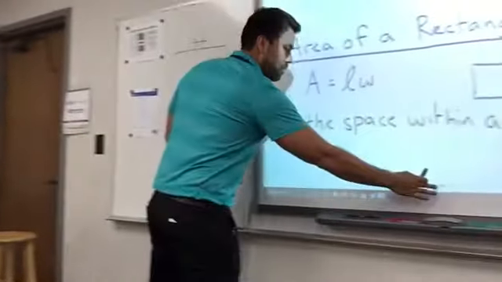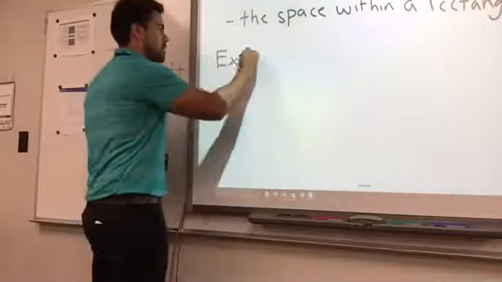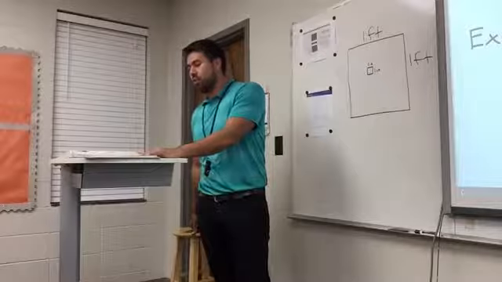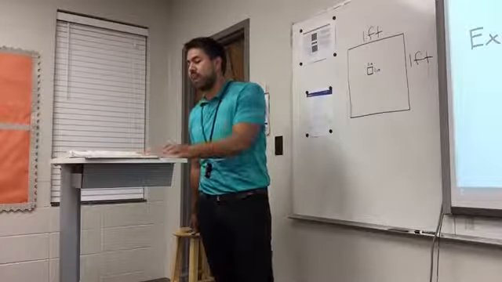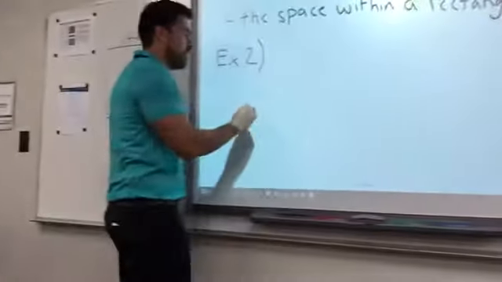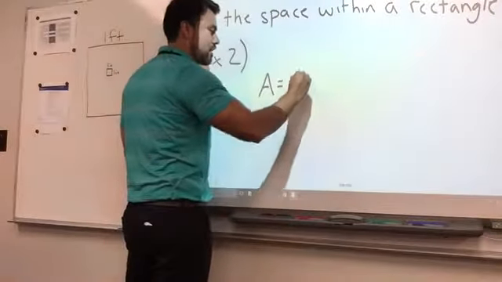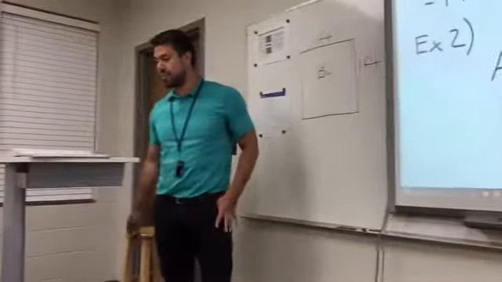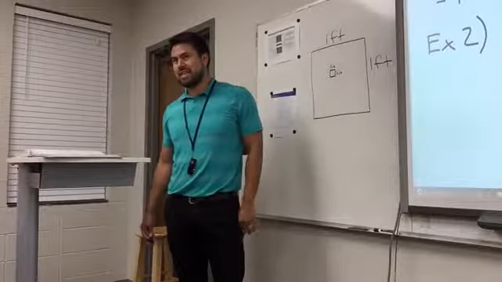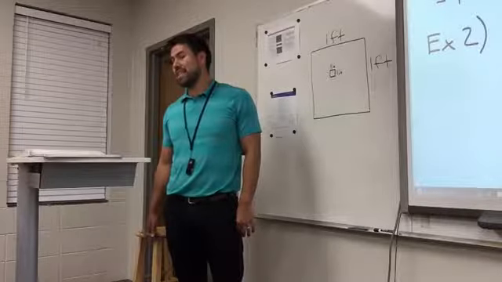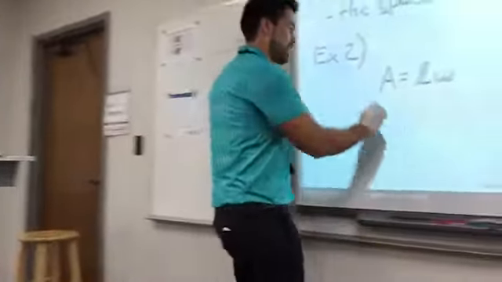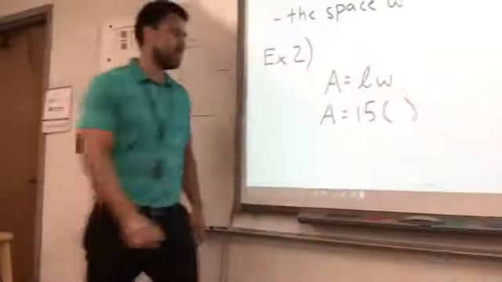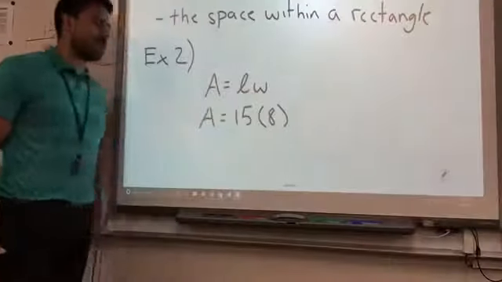All right. So example number 2. Find the area of a rectangle with length 15 meters and a width of 8 meters. So what's the formula for area? A equals length times width. So what did they give me in that problem in example 2? They gave me the length, which is what? 15, and they give me the width, which is 8. So what do I do with 15 and 8?